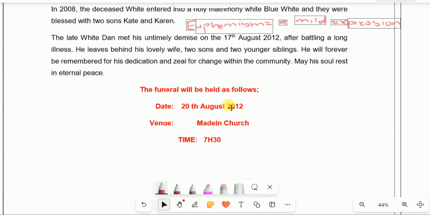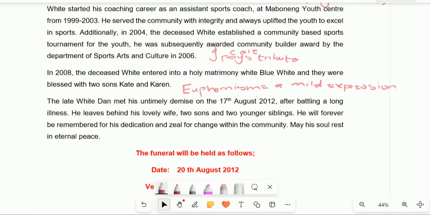The funeral will be held as follows. Just include the date, venue, and time, and that is how you write an obituary. Remember, what is important is to note the question, what the person has done, so that you can include that as part of your tribute. What you have learned from today's lesson is that you arrange your facts.